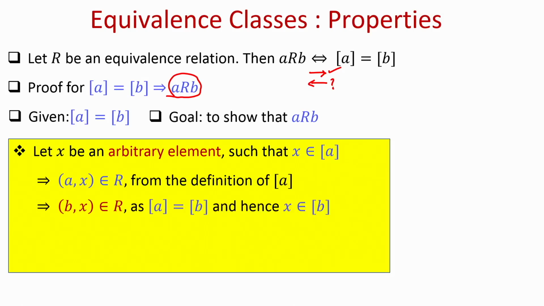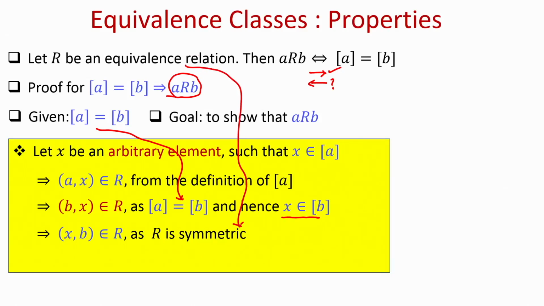and since it is given that the equivalence classes of A and B are the same, that means the element x will be present in the equivalence class of B as well, then as per the definition of equivalence class, it means that B is related to x. So, since (B, x) is present in my relation, I can say that (x, B) is also present in my relation, okay, because R is symmetric. And why is R symmetric? Because my relation R is an equivalence relation.